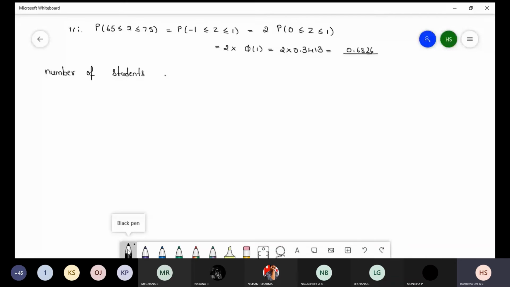So here the number of students who scored marks between 65 to 75 is 0.6826 into 1000, that is equal to 682.6. Approximately we can write 683.